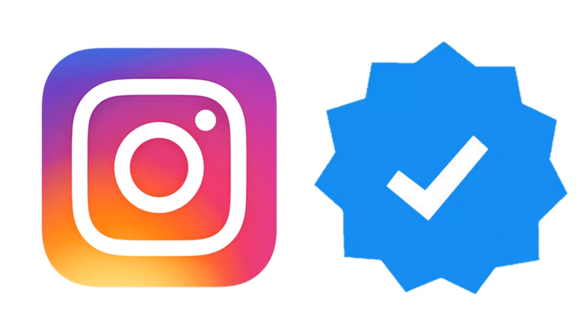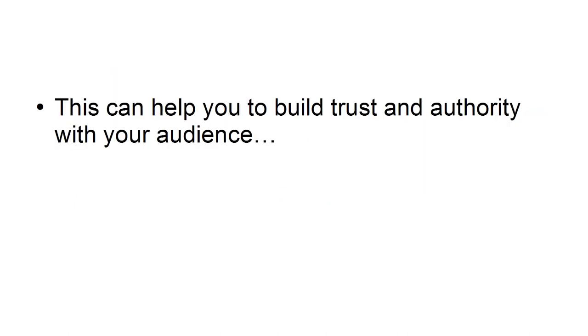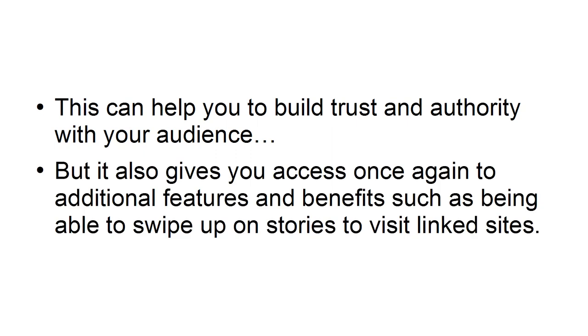Step 5. Become verified. If you are a known name or have a known brand, then becoming verified means you'll be singled out as the official account with a badge. This can help you build trust and authority with your audience, but it also gives you access, once again, to additional features and benefits, such as being able to swipe up on stories to visit linked sites.